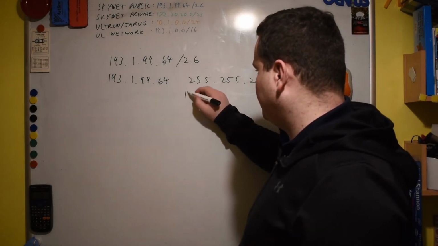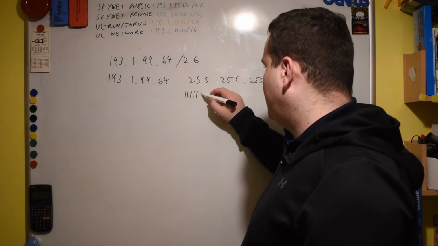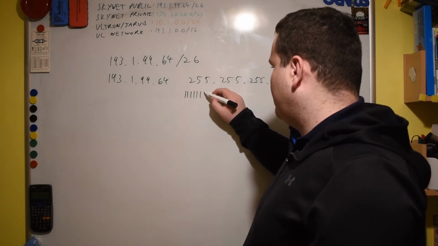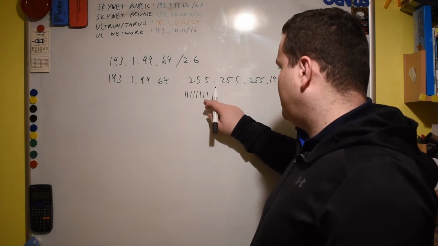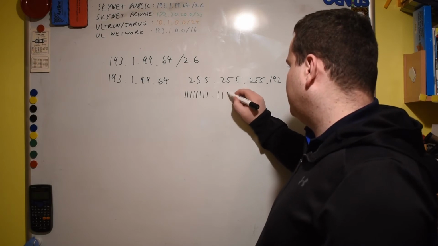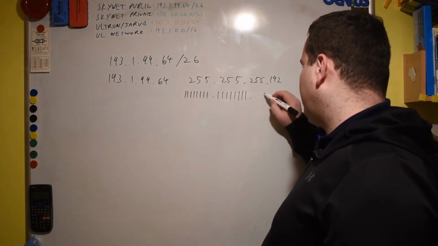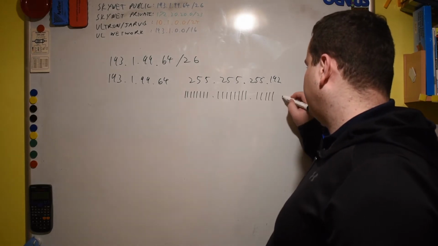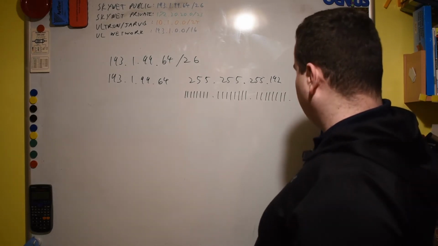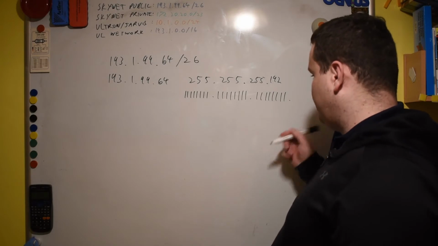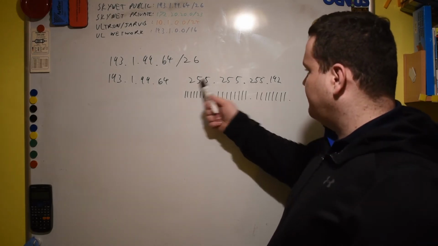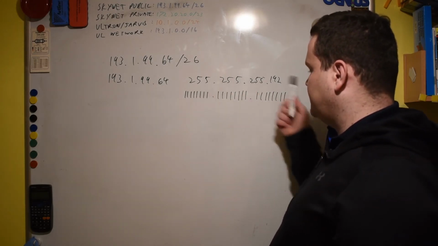So if we write this number down in binary, we have 8 there. Then 1, 2, 3, 4, 5, 6, 7, 8. 8 there. 1, 2, 3, 4, 5, 6, 7, 8. So there's 3 sets of 8 ones, because all of these IP addresses are split up into 4 sets of tuples, remember?